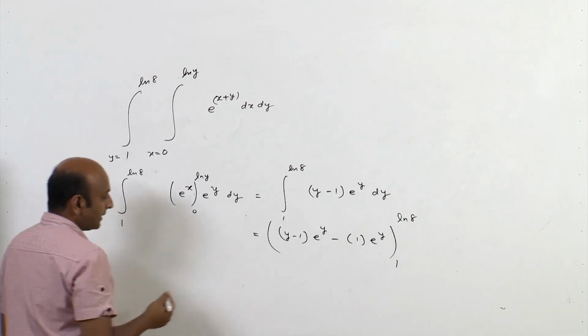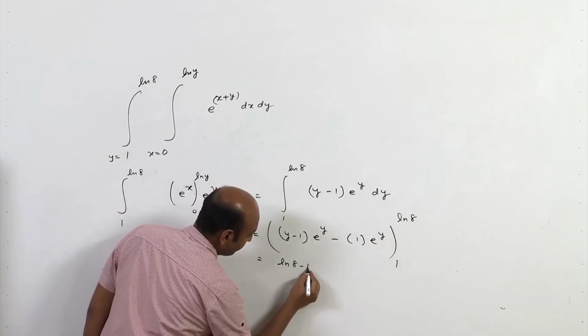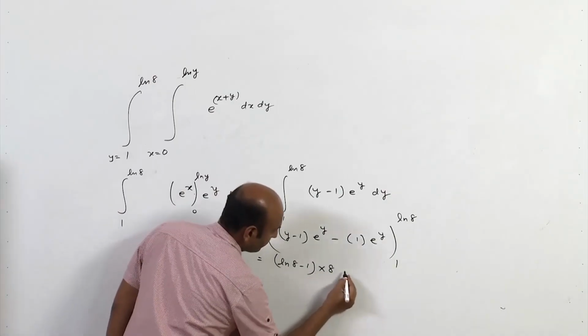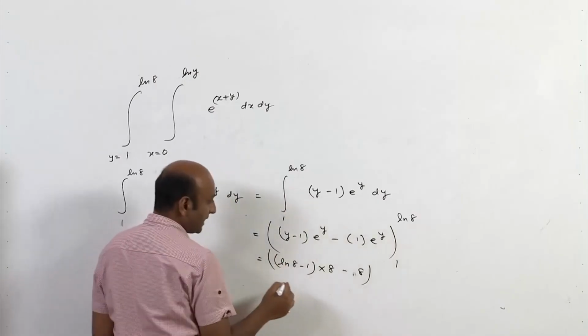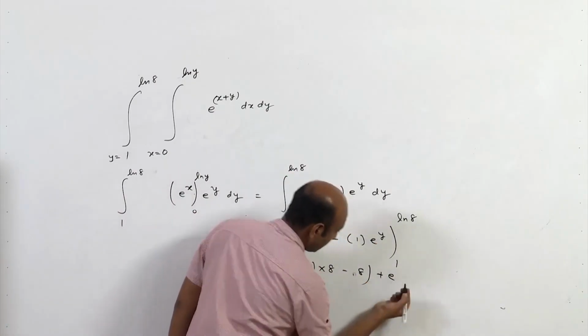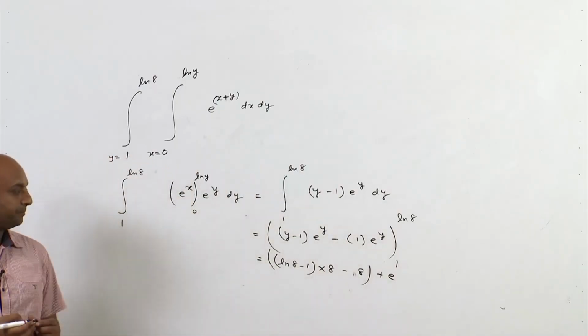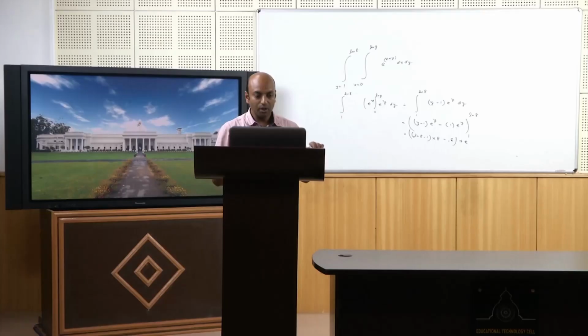Okay. And then you can simply substitute upper limit minus lower limit. At y equal to 1 it is 0, at y equal to 1 it is e. So, this will be the value of this double integral. So, these are some of the properties of double integral.